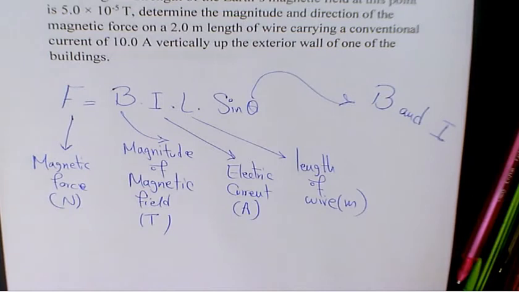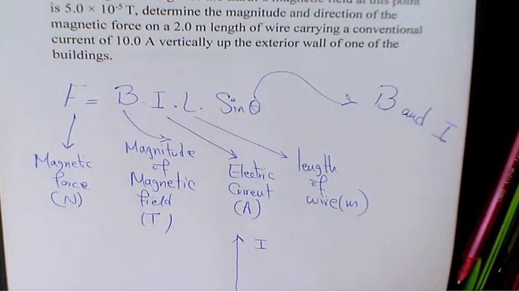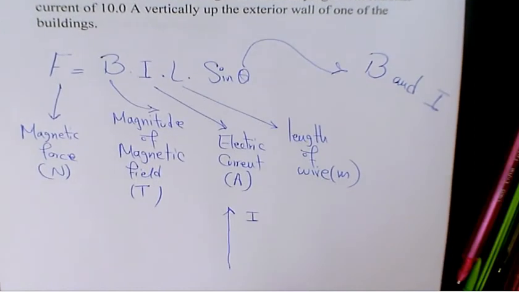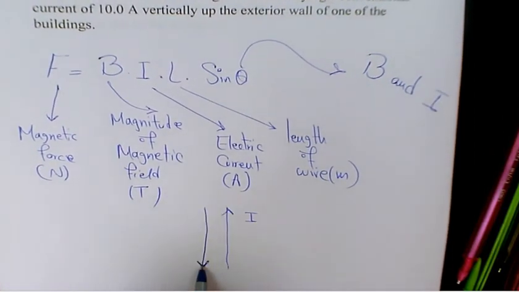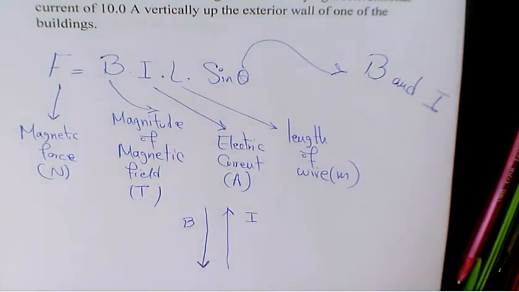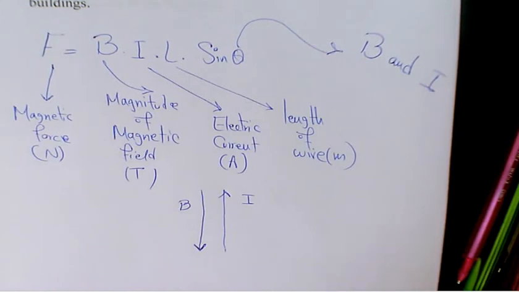In this case, it says current is going vertically up, and it says Earth magnetic field. We know Earth magnetic field in the north side is vertically down, so we have 180 degrees, so they are parallel but in two different directions.